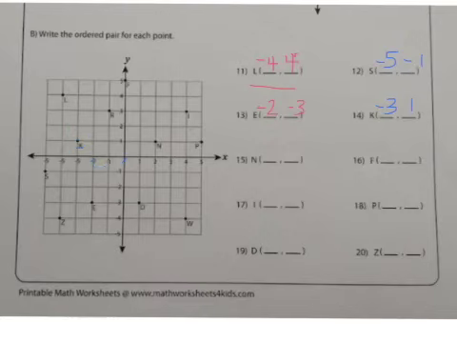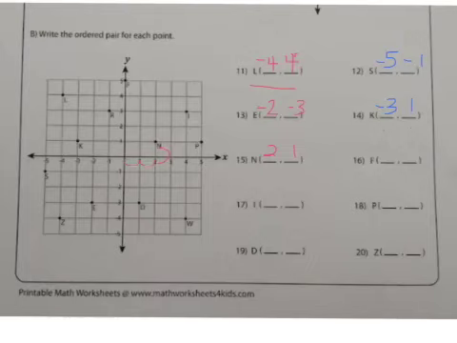Alright. For number 15, we're looking for N. Alright, so start at the origin. This time you're going to have to count to the right. 1, 2. Right is positive, so you'll have a +2. And then count up 1. Up is positive, so you should have a +1. To the right 2, up 1, both being positive.